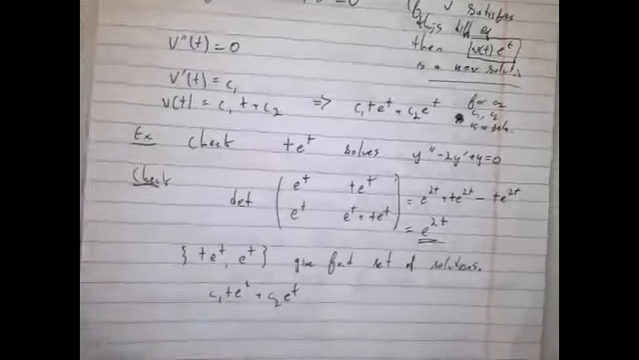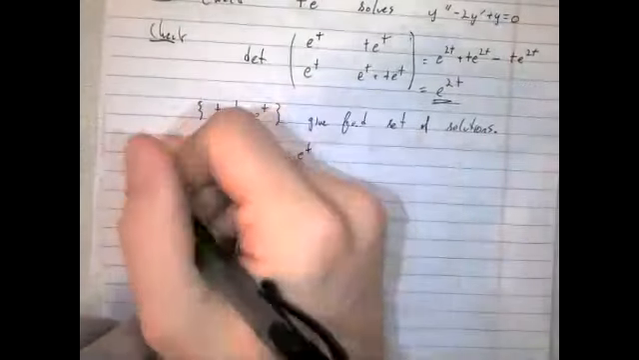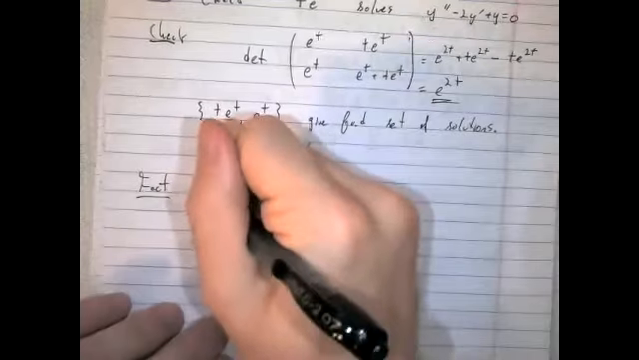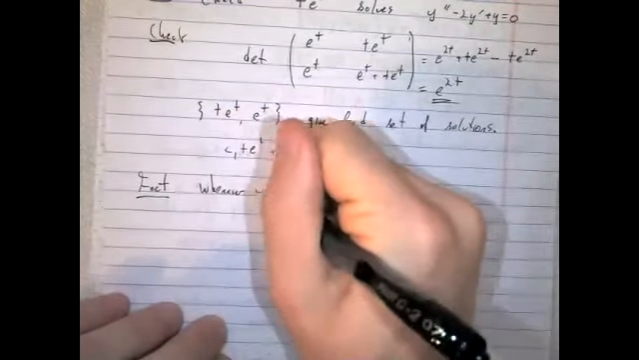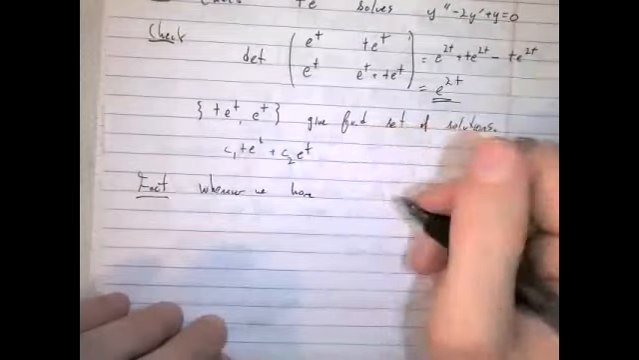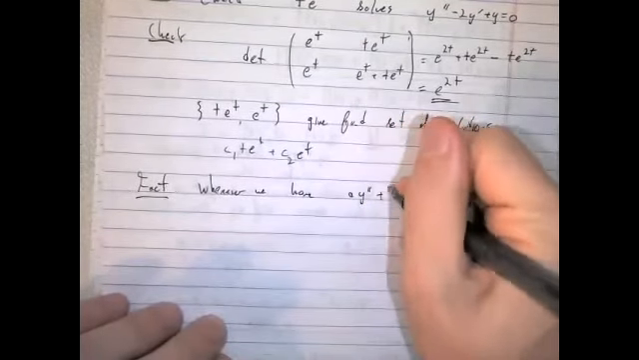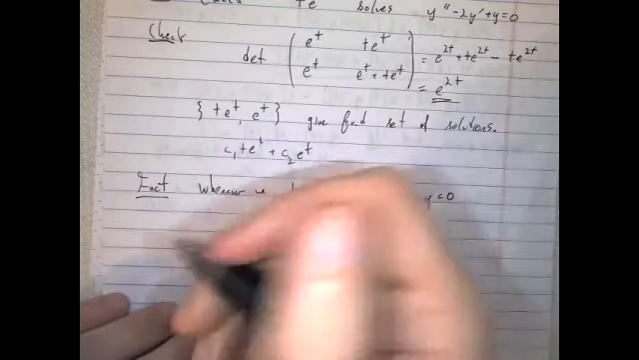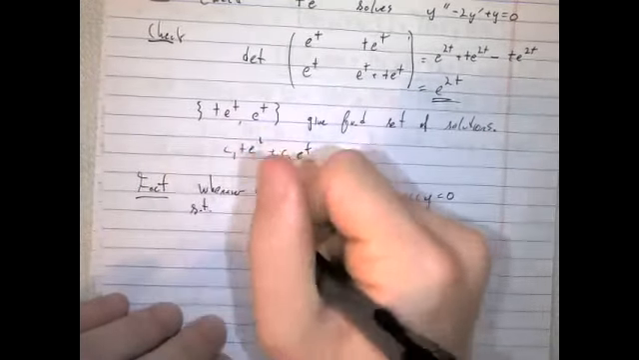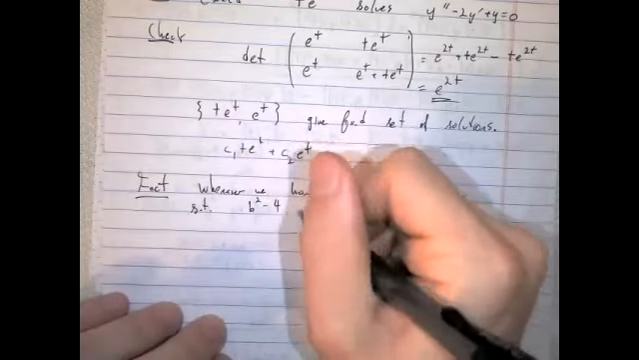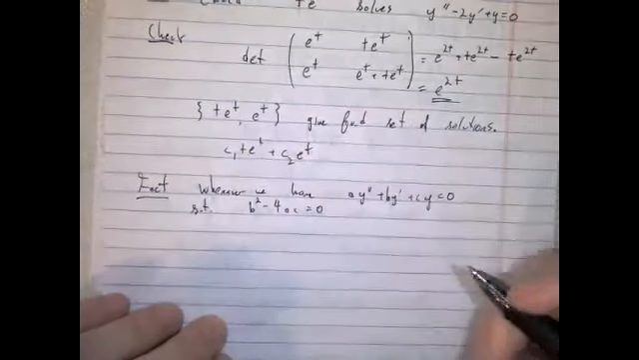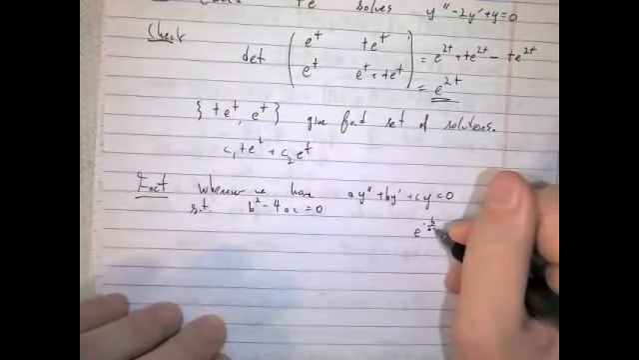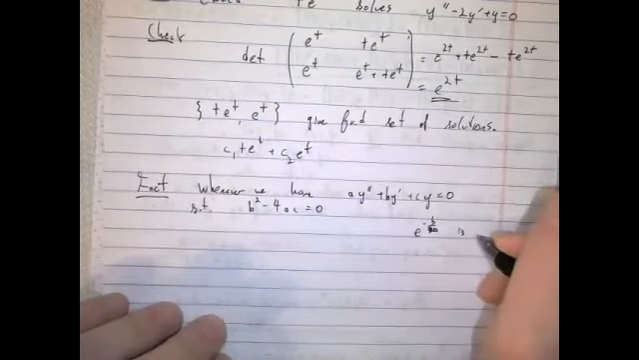And you'll be gratified to know the following fact. Whenever we have ay'' + by' + cy = 0 such that b² - 4ac = 0, we know that one root is e^(-b/2a), or a solution.